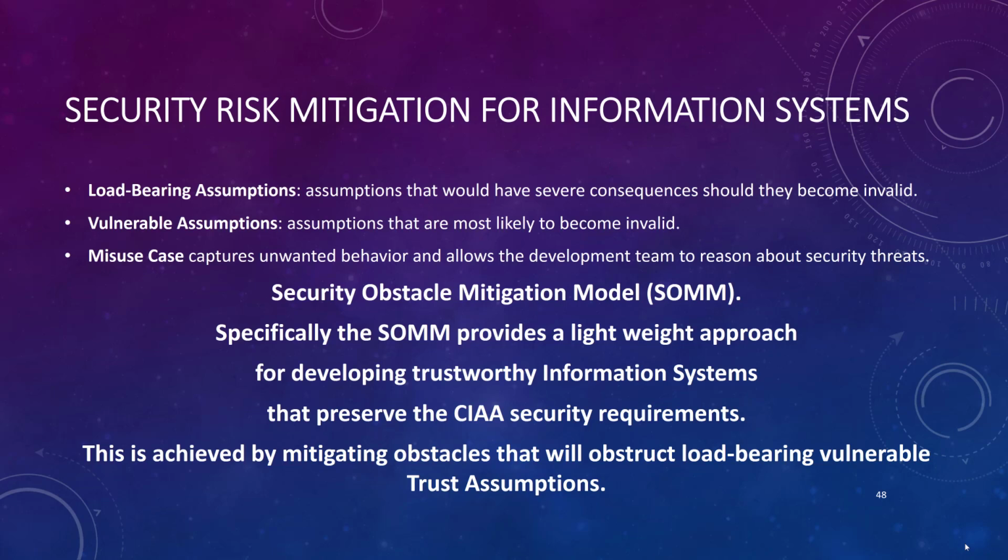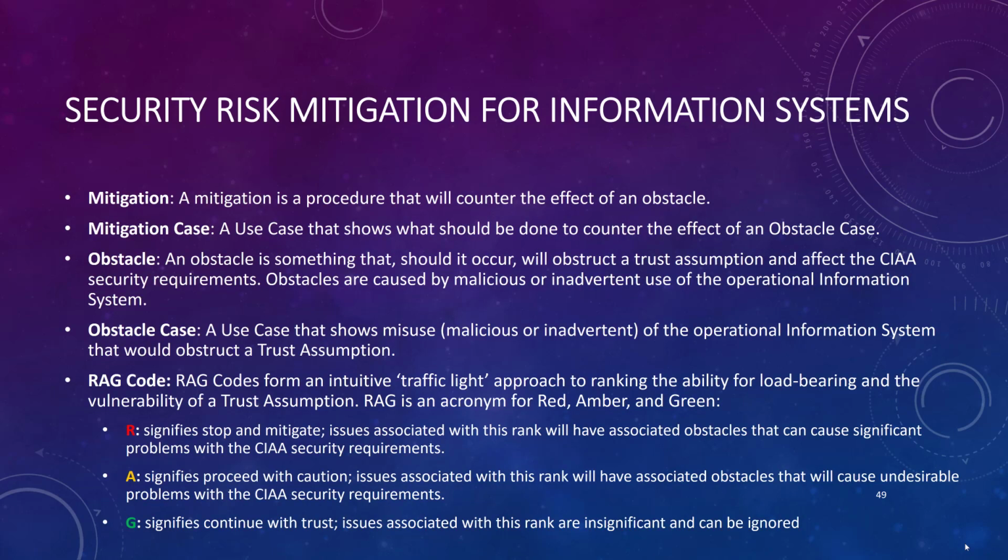So their idea of a security obstacle mitigation model is going to be this lightweight approach. We're going to develop trustworthy systems. It's based on confidentiality, integrity, availability, and authentication. And we're going to mitigate obstacles that obstruct load-bearing, vulnerable trust assumptions. All right, so that's the premise for the paper. I think you've got all the vocabulary that goes with it. We've got one more concept to introduce, but it's not a hard concept. So here are those definitions.